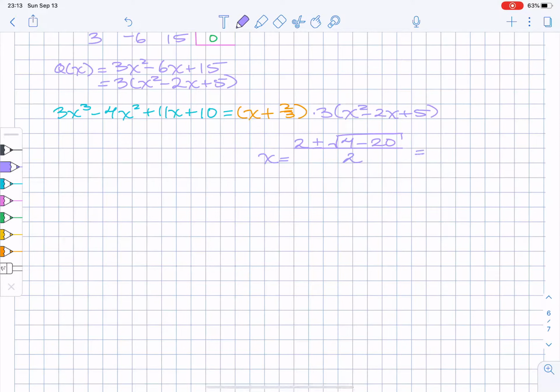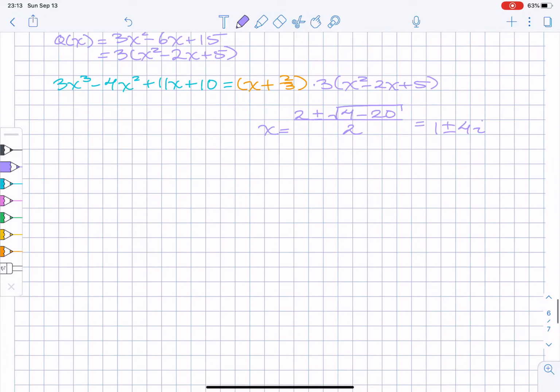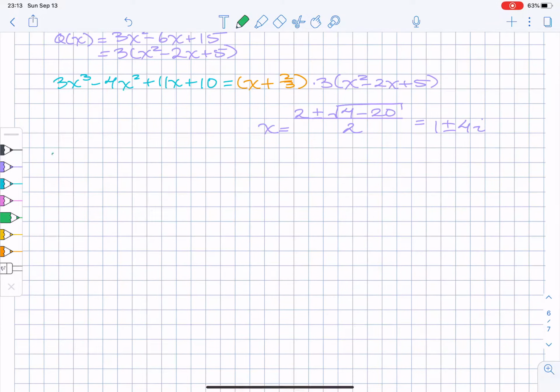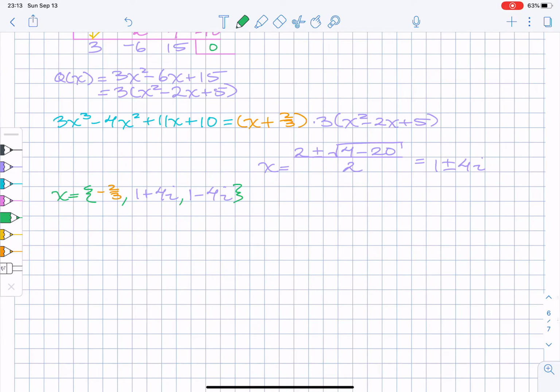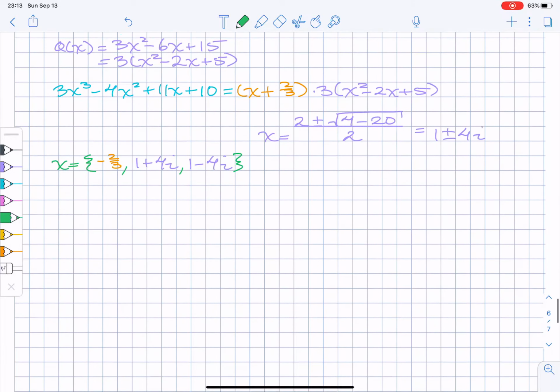So once again, this is going to be 1 plus or minus root of negative 16, so this is 4i. So all of my x's are going to be negative 2/3, 1 plus 4i, and 1 minus 4i. Okay, I think that's enough of that for now, isn't it? Oh, wait, no, that was only 2. I have to do 3.